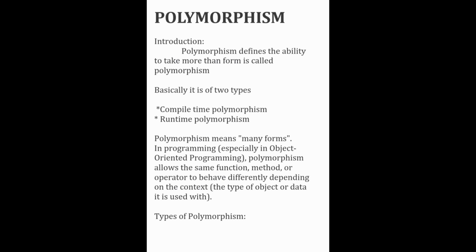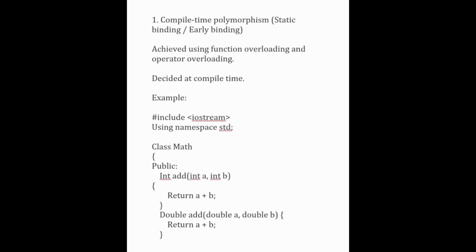Polymorphism means many forms. In programming, polymorphism allows the same function, method, or operator to behave differently depending on the context. Compile time polymorphism is achieved using function overloading and operator overloading. It is decided at compile time. Here is an example of compile time polymorphism.